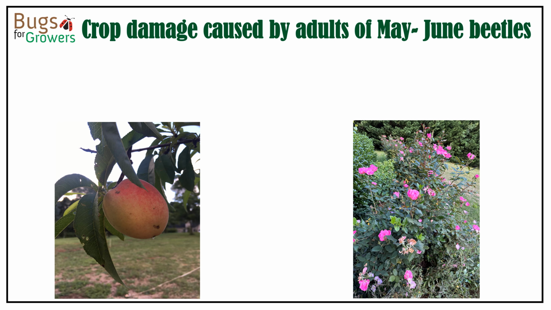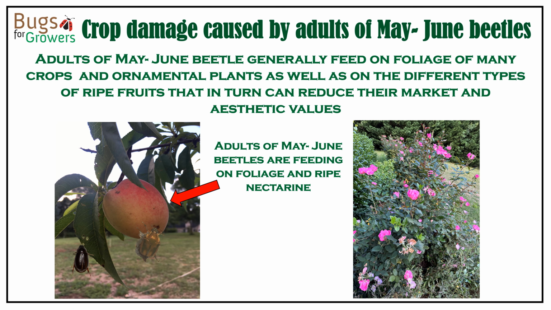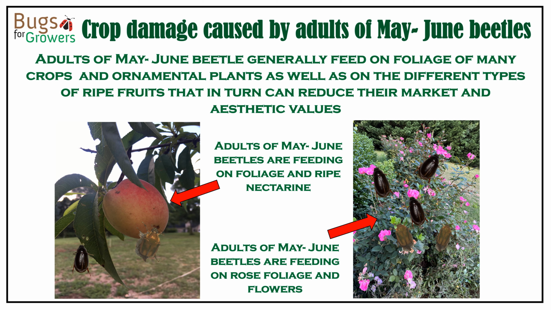So how can May and June beetle adults cause damage to different crops? After emerging from pupae, adults of May and June beetles generally start feeding on foliage of many crops and ornamental plants, as well as on the different types of ripened fruits. That in turn can reduce their market and aesthetic values. Here you can see adults of May and June beetles feeding on foliage and ripe nectarine fruits, as well as on flowers and foliage of rose bushes.